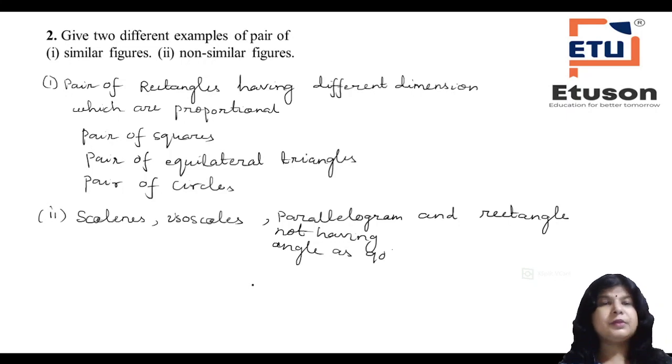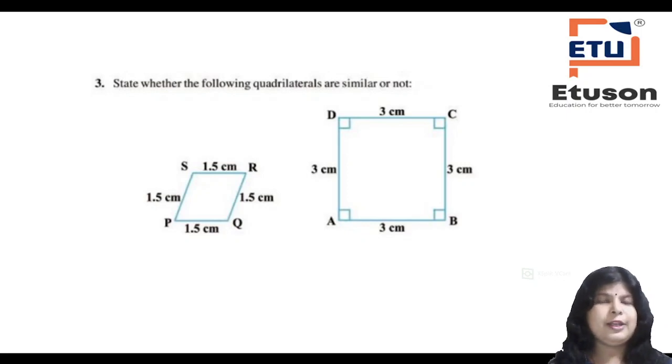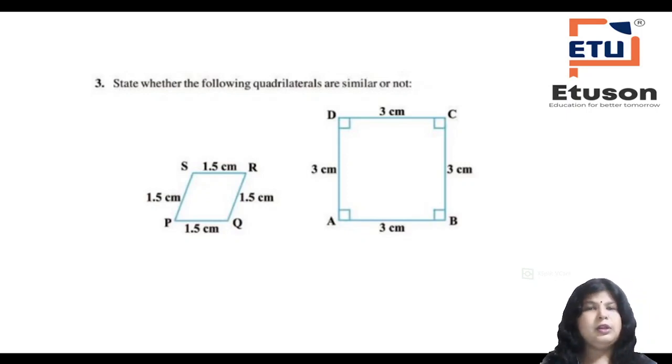So now let us go to the next question. State whether the following quadrilaterals are similar or not. So what are the conditions for similarity? First, the angles should be equal, adjacent angles should be equal, and the sides should be proportional, that representative fraction. Let us check the two conditions one after the other. First condition, that the angles should be equal. So just check the angles over here.